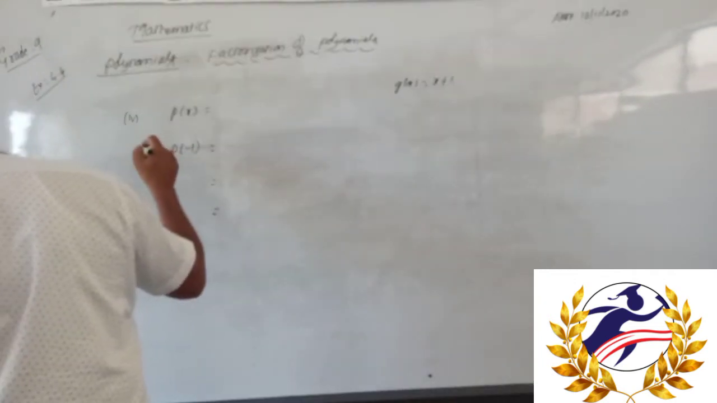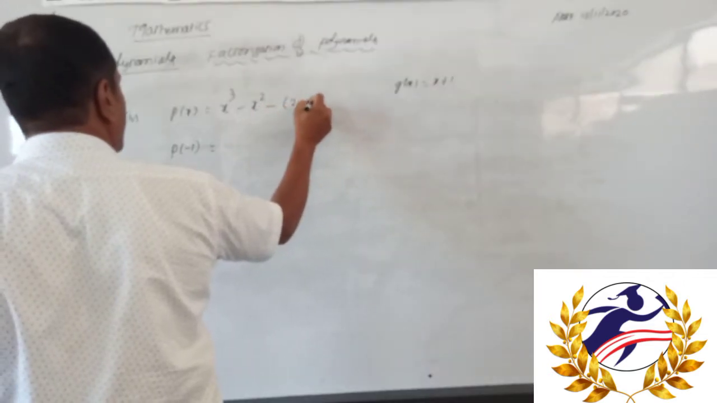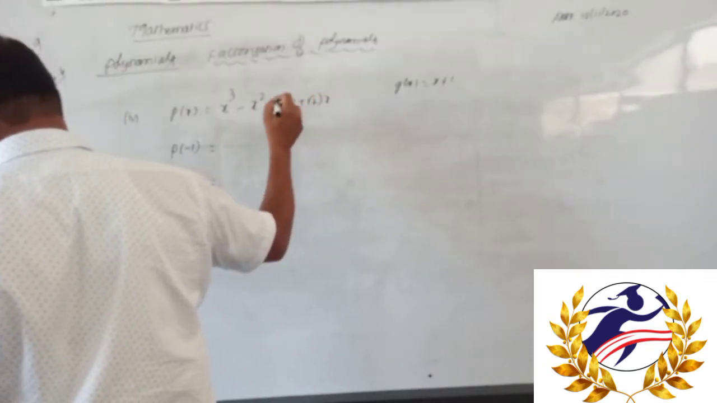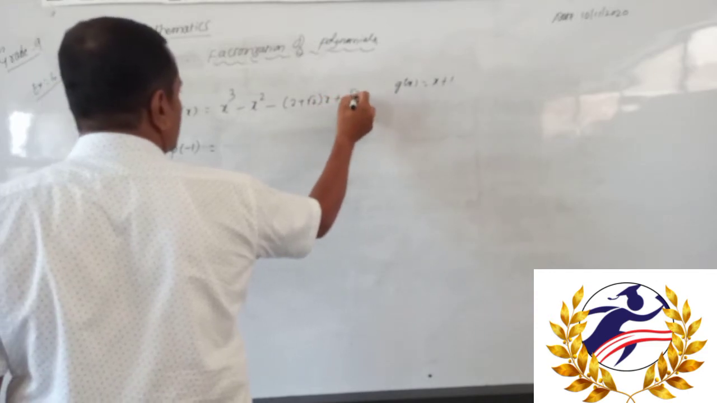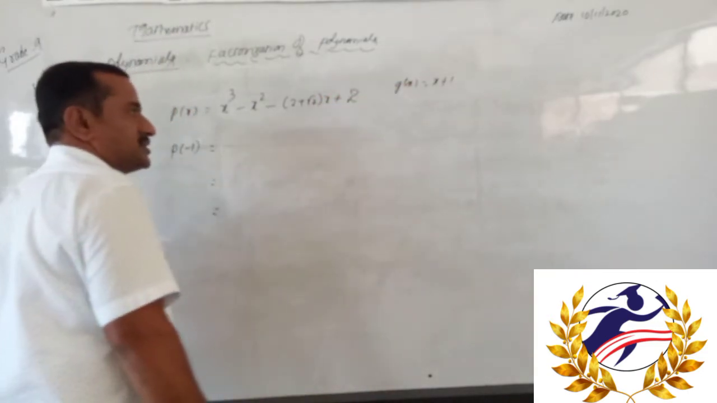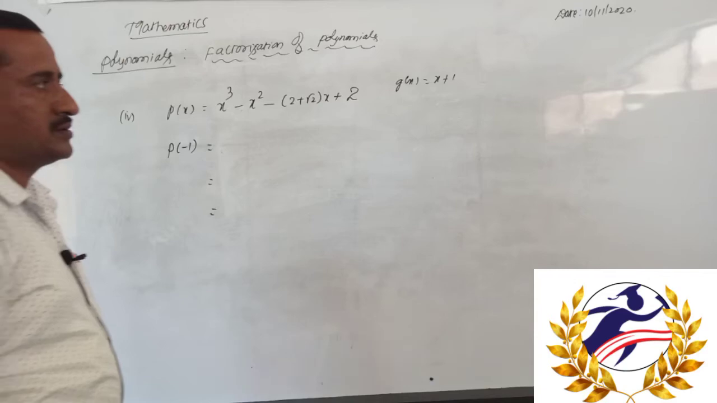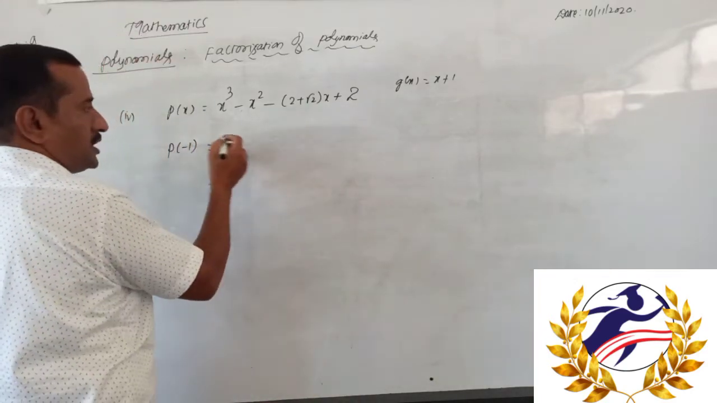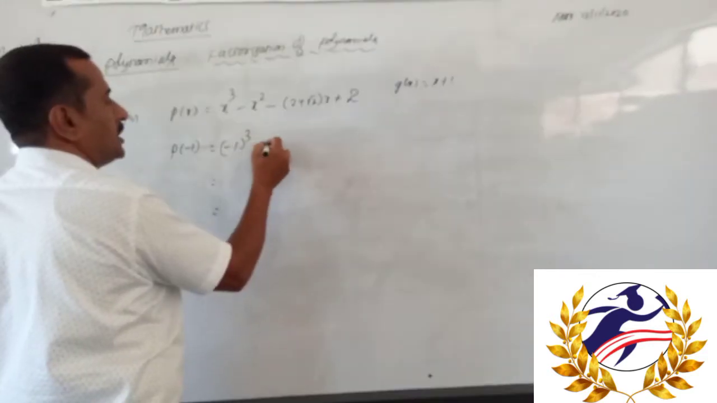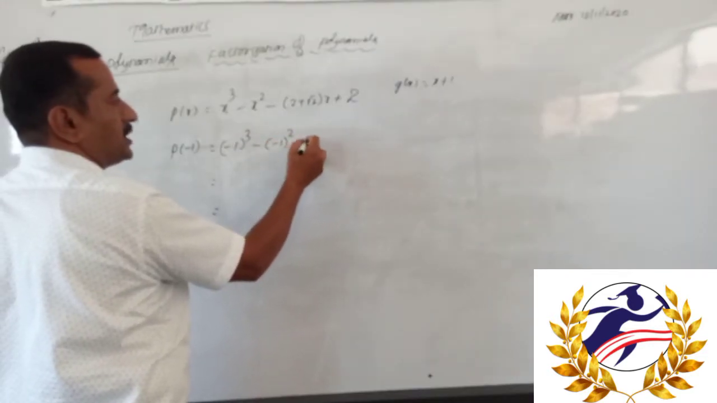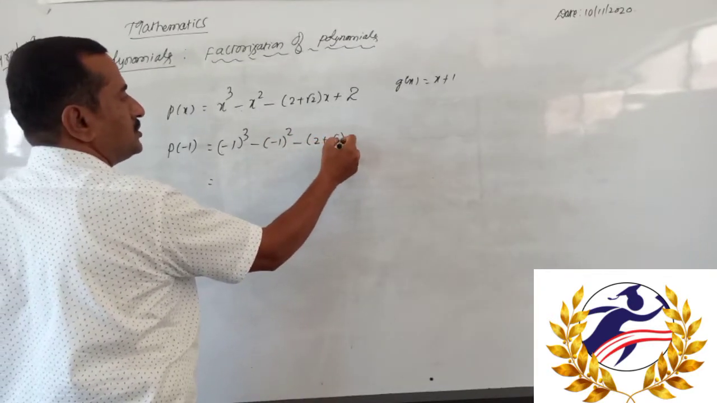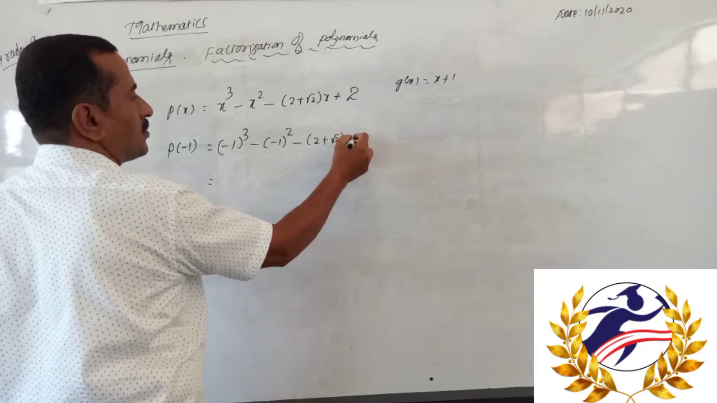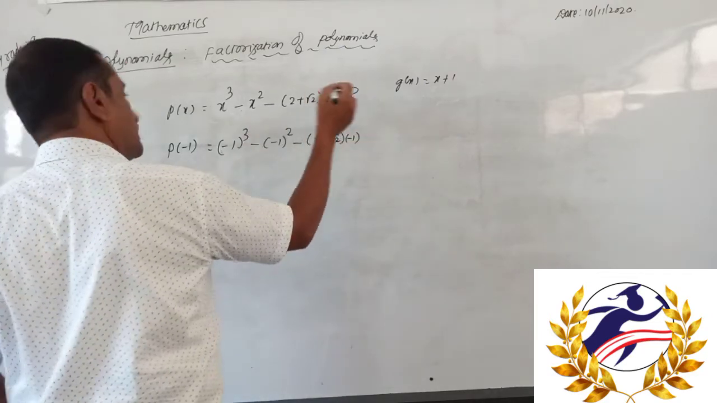The fourth one is this one, x cube minus x square minus 2 plus root 2 x plus root 2. So g of x is x plus 1, then the zero of x plus 1 is minus 1. So accordingly minus 1 cube minus 1 square minus 2 plus root 2 into minus 1, plus root 2.